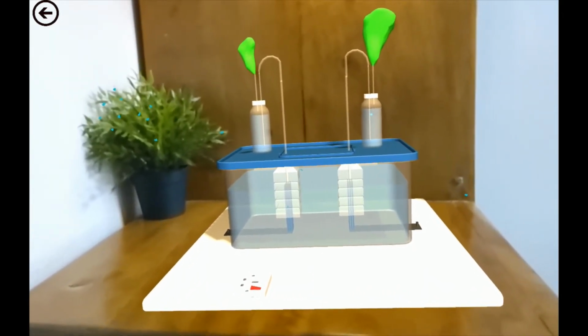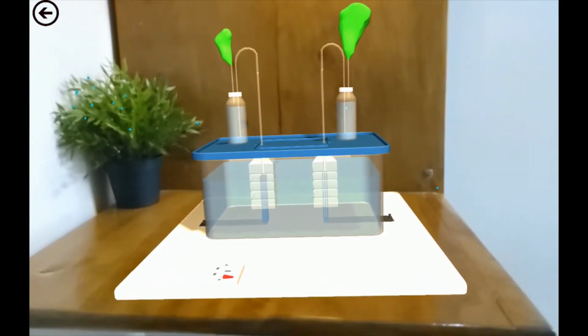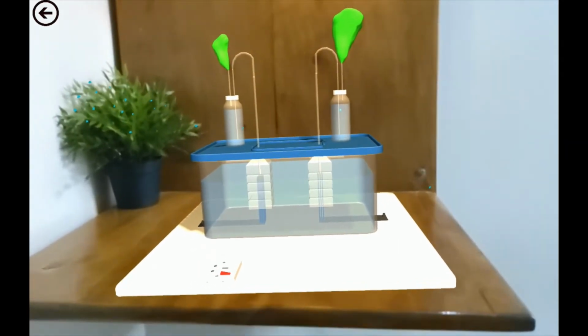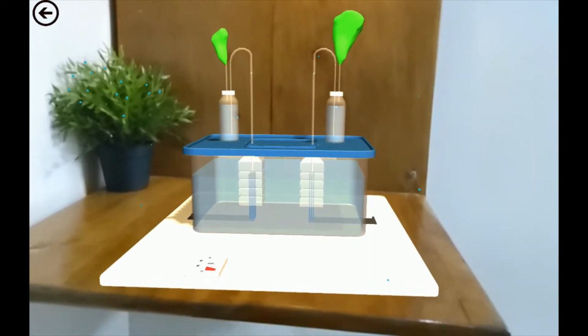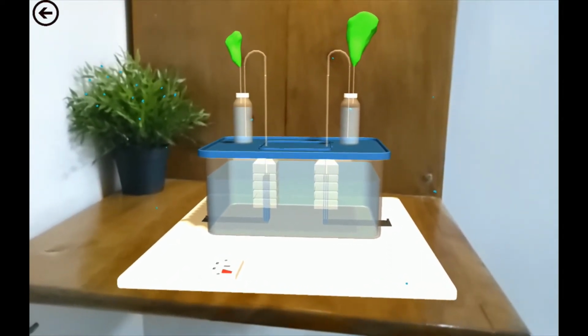Next is to connect the bottles. The mixture will contain free-flowing positive sodium ions and negative chloride ions. Positively charged ions are called cations, while the negatively charged ions are called anions.